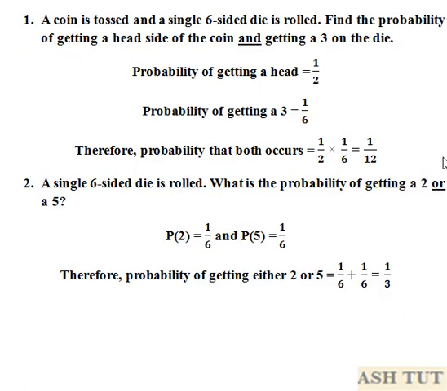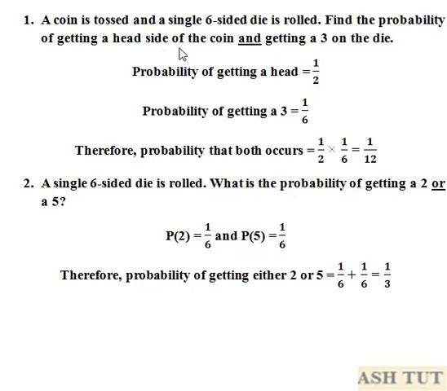Now the next example: a coin is tossed and a single 6-sided die is rolled. Find the probability of getting a head on the coin and getting a 3 on the die. What are the chances of getting a head when you toss a single coin? We know that a head is a single value and in a coin the sample space is head or tail. So the chance of getting a head on a single toss of a coin is 1 by 2. And the probability of getting a 3 on a single roll of a die is 1 by 6, because 6 is the total number of outcomes.